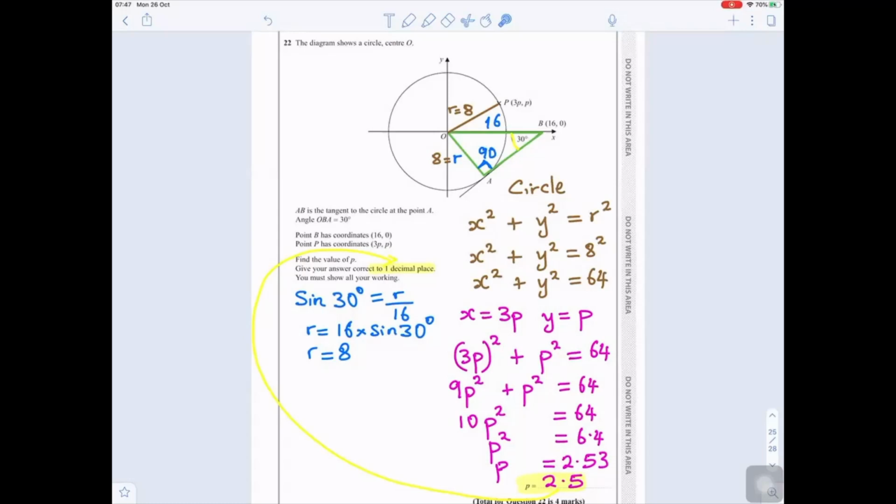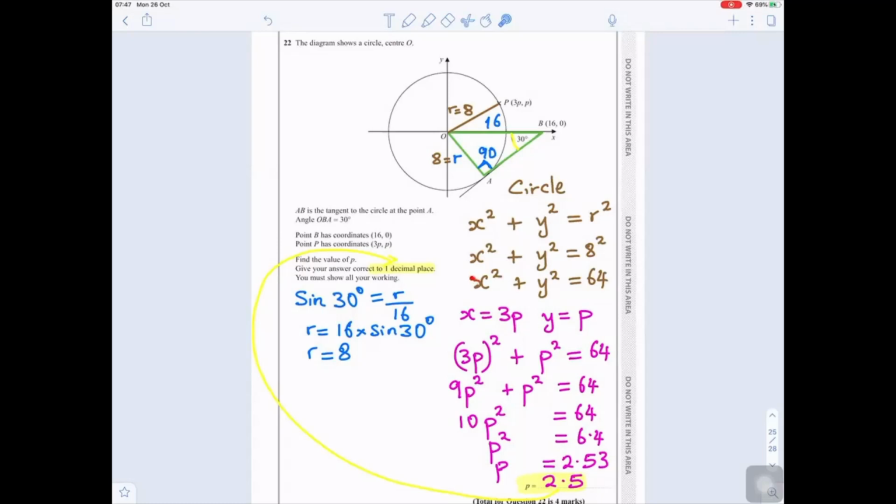Now we're looking at the circle. The equation of a circle is x squared plus y squared equals r squared. And the radius is 8. So we have x squared plus y squared equals 8 squared. We replace r with 8 because the radius is 8. So x squared plus y squared equals, 8 squared is 64, so we write 64.